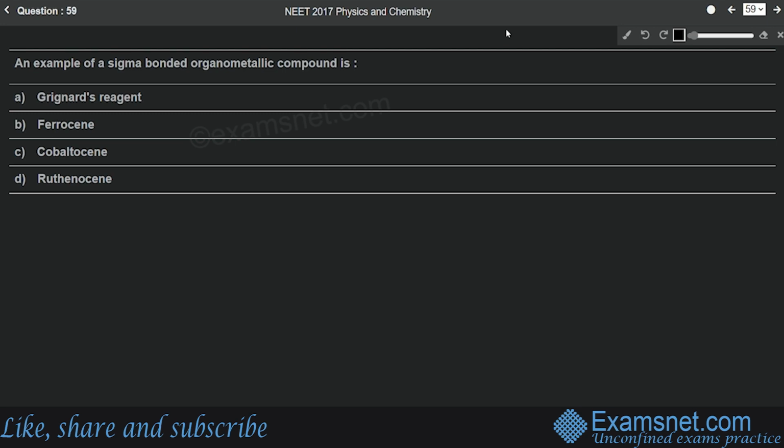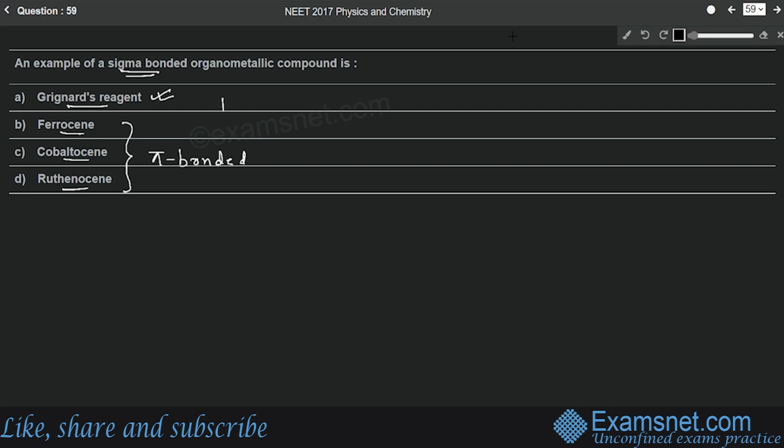Now question number 59 is from haloalkanes and haloarenes, and the question is: an example of a sigma bonded organometallic compound is, options are Grignard's reagent, ferrocene, cobaltocene and ruthenocene. So the correct answer is option A, that is Grignard's reagent, because the other three options are pi bonded, not sigma bonded. Okay. Grignard's reagent will be the sigma bonded organometallic compound.